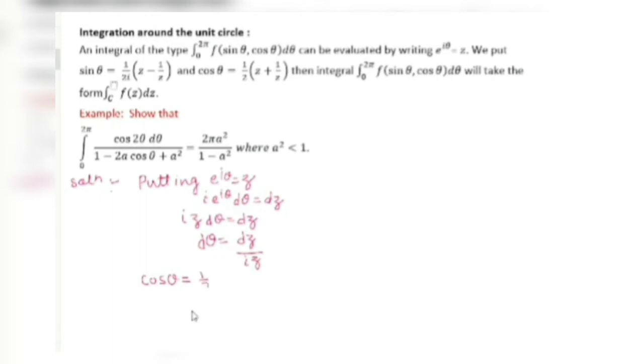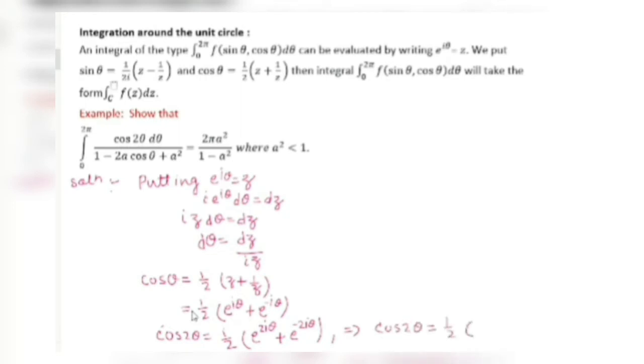Now again we take cos theta. So cos theta is equal to 1 by 2 z plus 1 by z, and z is equal to e to the power iota theta. So 1 by 2 e to the power iota theta plus e to the power minus iota theta. Right? And again cos 2 theta, we just replace theta by 2 theta here. So cos 2 theta will be 1 by 2 e to the power twice iota theta plus e to the power minus twice iota theta. Again we replace e to the power iota theta by z. So the value of cos 2 theta will be 1 by 2 z square plus 1 by z square.